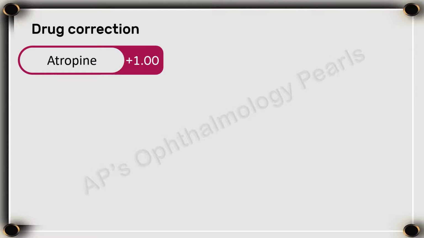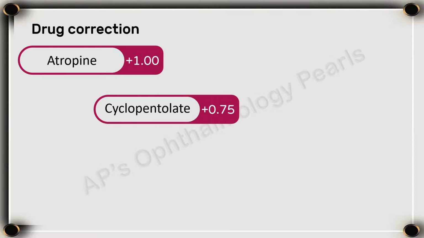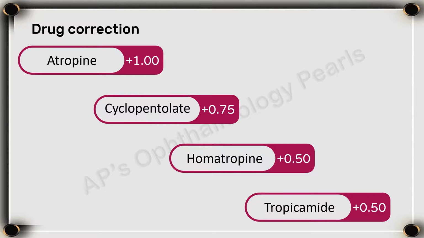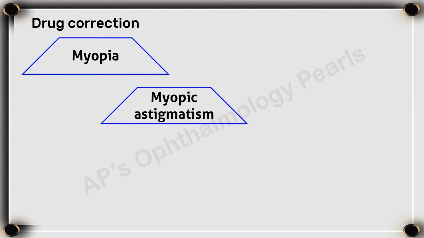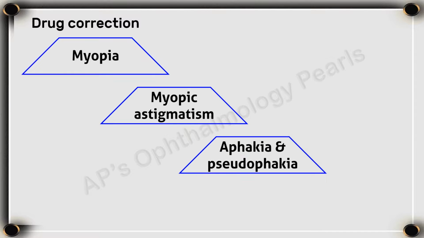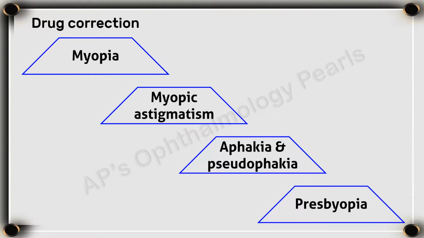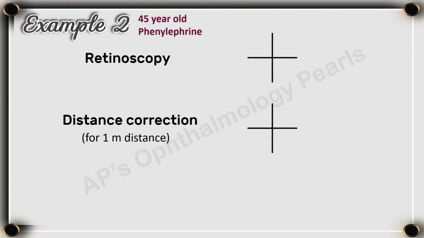Atropine is the strongest cycloplegic, and hence 1 diopter is subtracted for ciliary tone. It is 0.75 for cyclopentolate, 0.5 for homatropine and tropicamide, though many people do not prefer to give any correction for tropicamide. Some situations where correction for the cycloplegic should be avoided are myopia and myopic astigmatism, to avoid over minus prescription. Aphakia and pseudophakia, as there is no accommodation and hence drug correction is not relevant, and presbyopia, as the decreasing ciliary tone is variable and inconsistent.